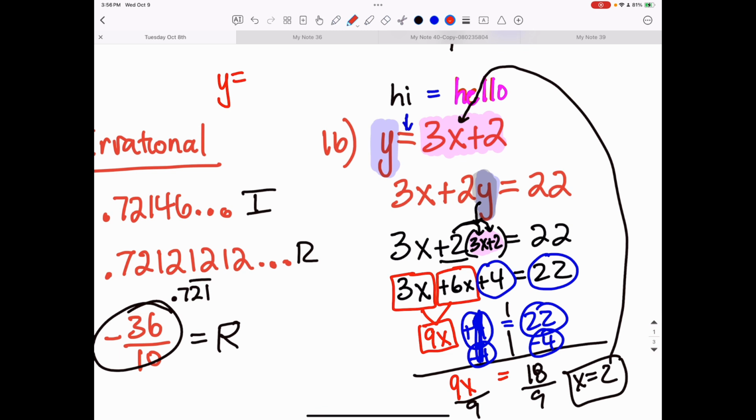So y's equal 3x's plus 2's, but x's are 2's. So when you do 3x's, really you're saying y equals 3 times 2 plus 2, y equals 6 plus 2, y equals 8. So our answer is 2 for x and 8 for y.